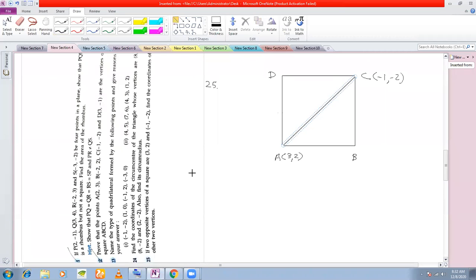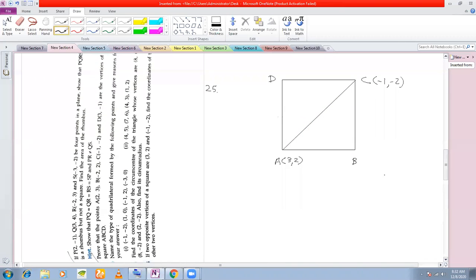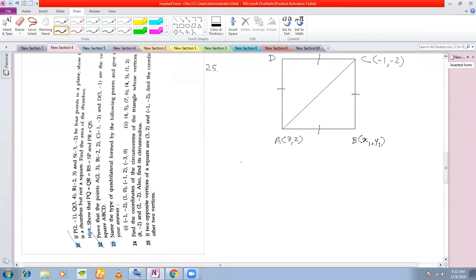Join this. So you can calculate the length of BC. If I consider the vertex B as x1 y1, say, then AB must be equal to BC because it is a square. All the four sides are equal. So the first condition is AB is equal to BC.